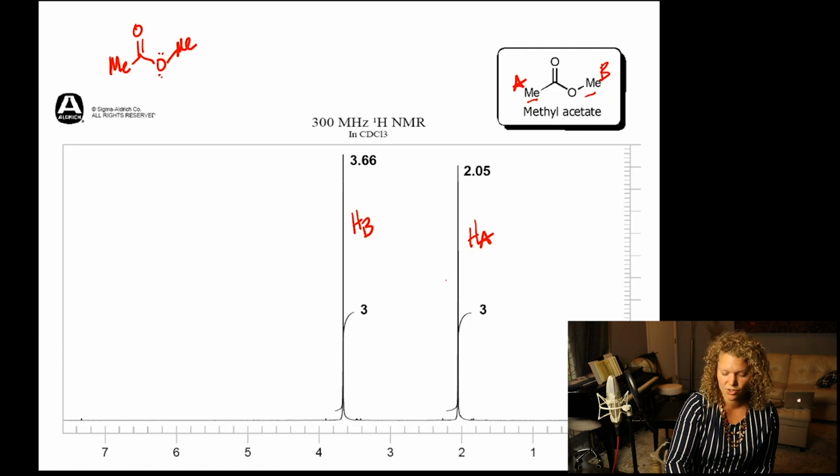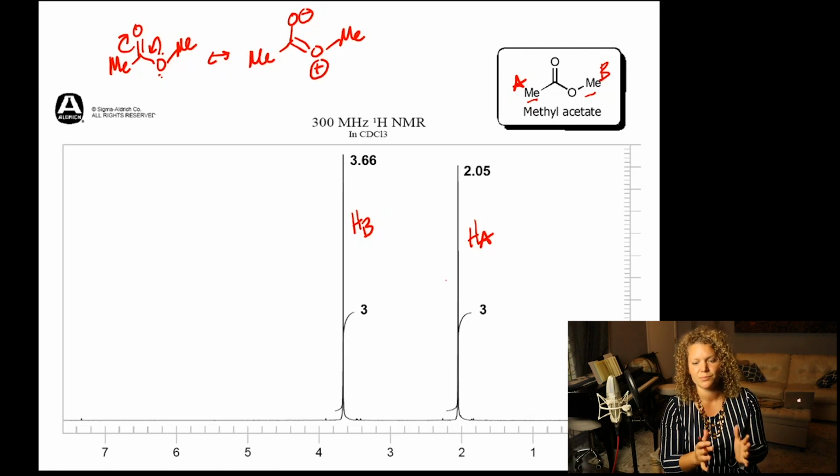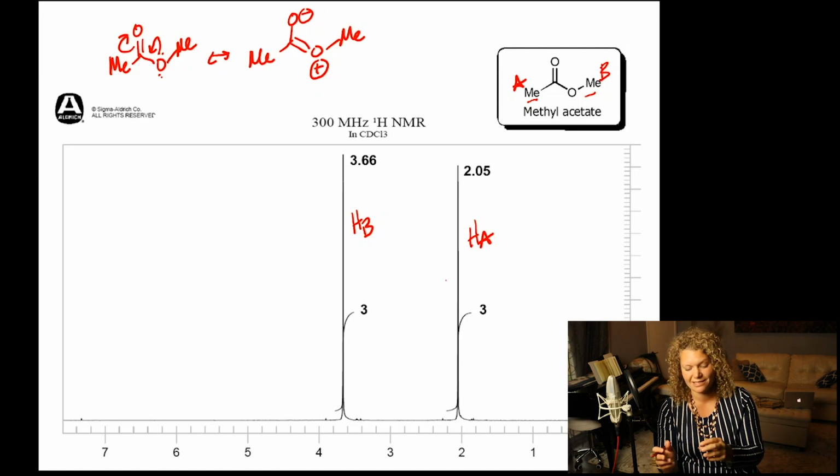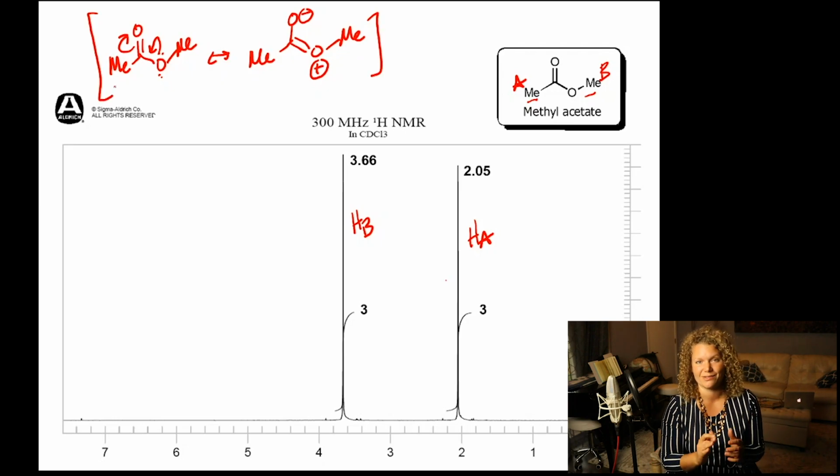Let's look at this just with resonance as well. Here we have the oxygen of our ester. We're going to push the electrons up. See where the electrons are moving. As you can see, the oxygen of the OMe group has a formal positive charge in our resonance structure.